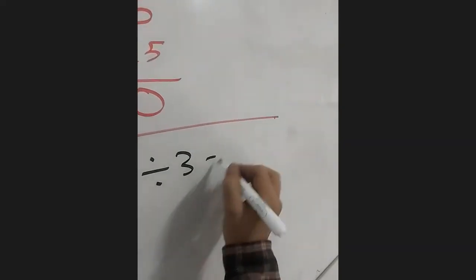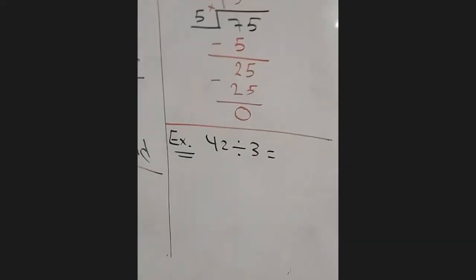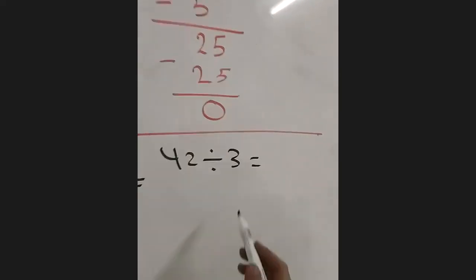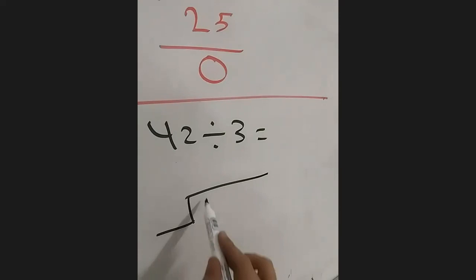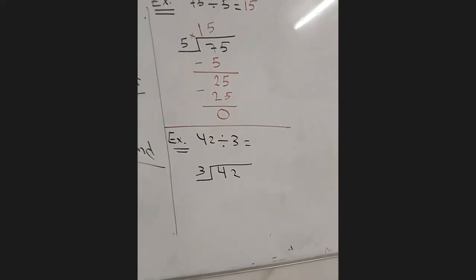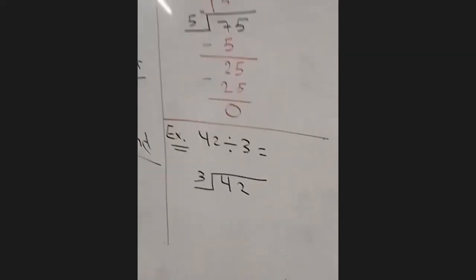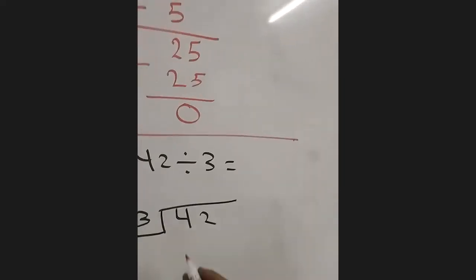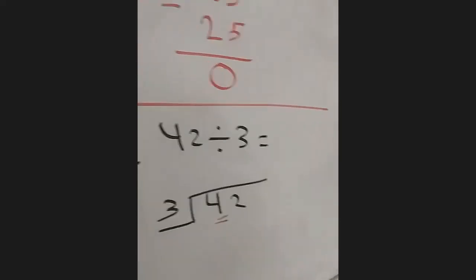42 divided by 3. Here we have 2 digits and here 1 digit. I will make long division. Here 42 and here 3. Now I will do the same steps, guys. I will start with the first number and I will ask myself a question.